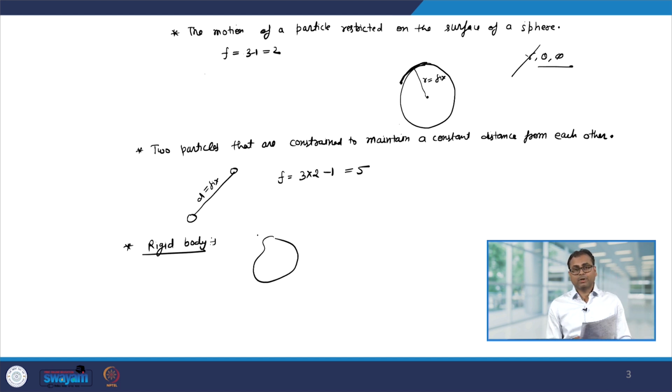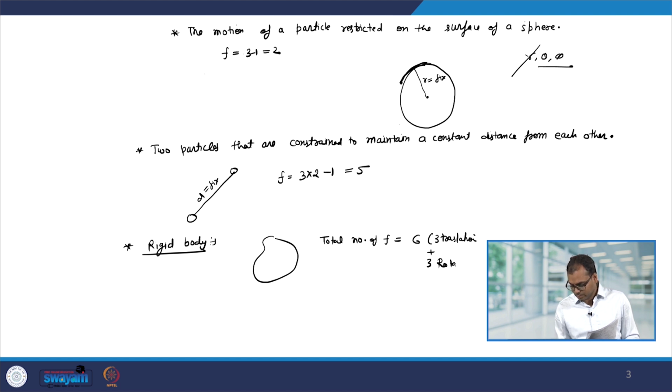Now, for the rigid body, a rigid body can move in the x, y and z direction, and it can also rotate along x, y and z direction. Therefore, total number of degree of freedom will be 6. So, there are 3 translation plus 3 rotation.